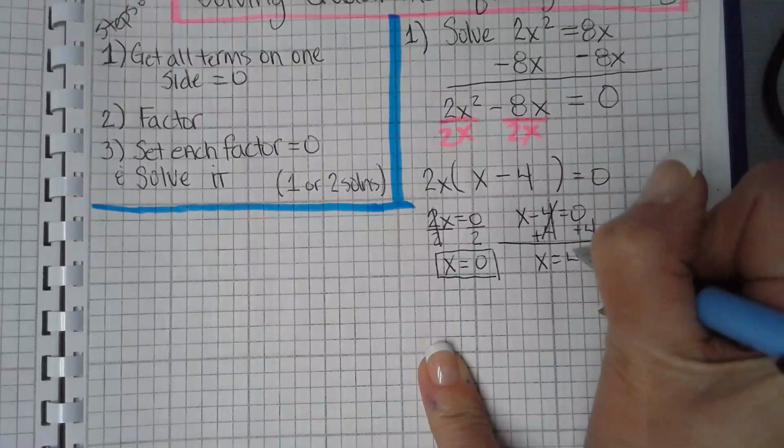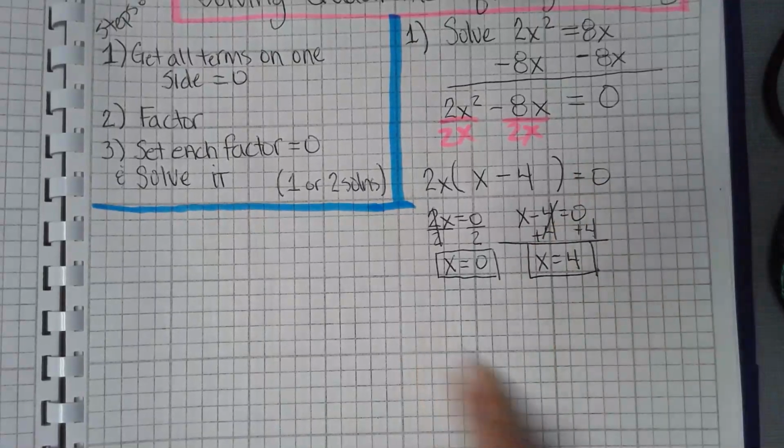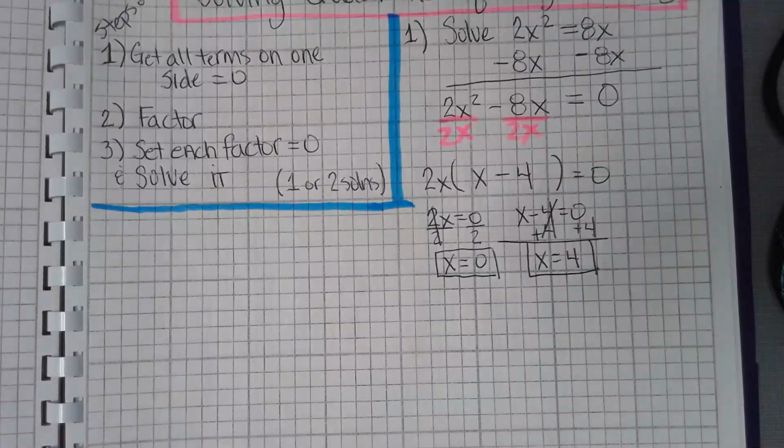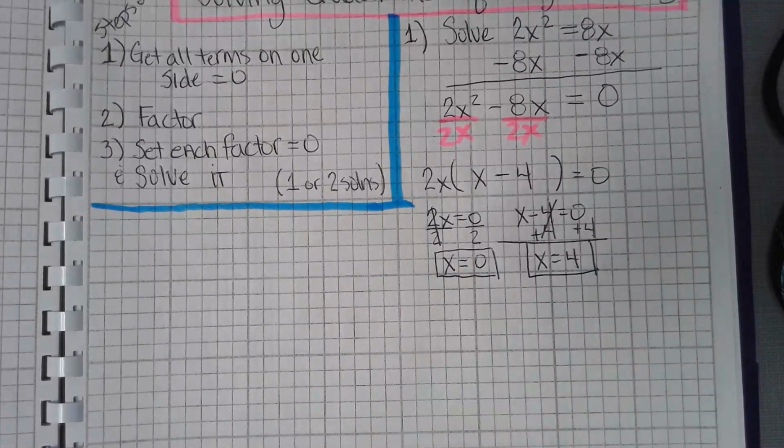So I get x equals 4. How many solutions did I get? 2. Yeah. How many x-intercepts have I been finding on these quadratic graphs? 2. Okay, so I want to show you something.